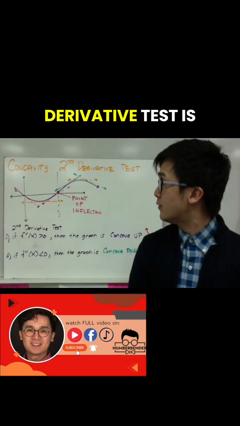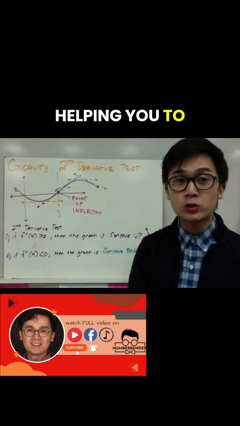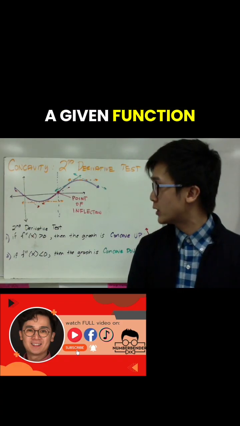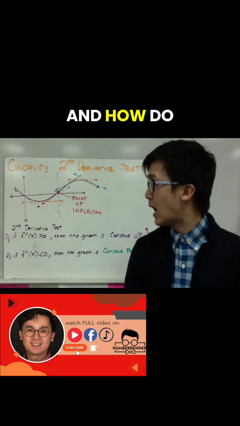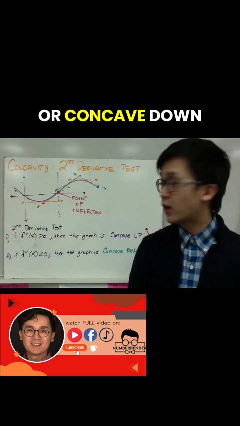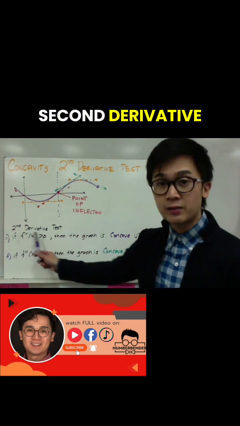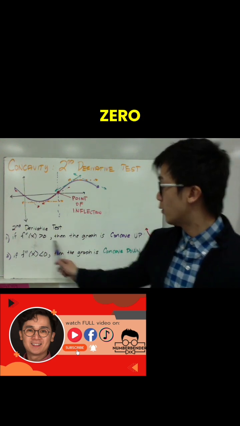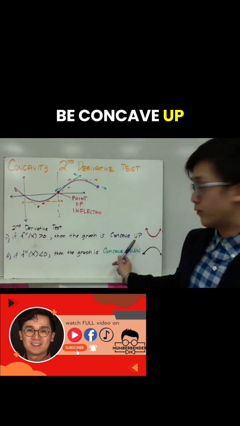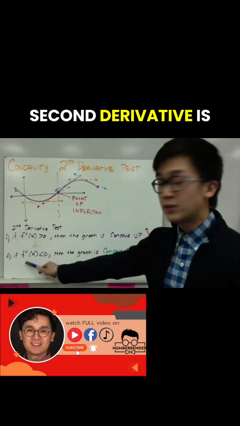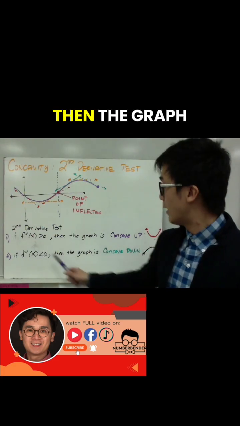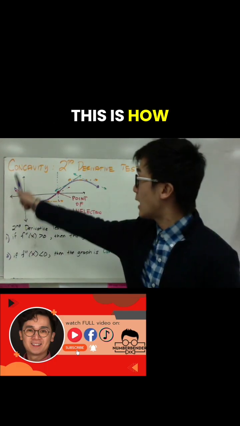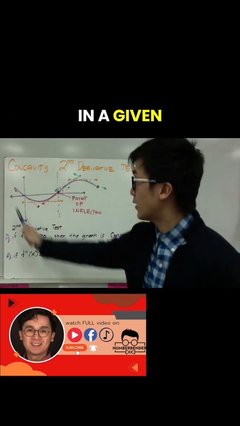And the second derivative test helps you find the concavity and the point of inflection of a given function. Now, what is concavity and how do you know if it's concave up or concave down? Using the second derivative, if f double prime of x is greater than 0, then the graph is said to be concave up. And if the second derivative is less than 0, then the graph is said to be concave down. Now visually, this is how you visualize concavity in a given function.